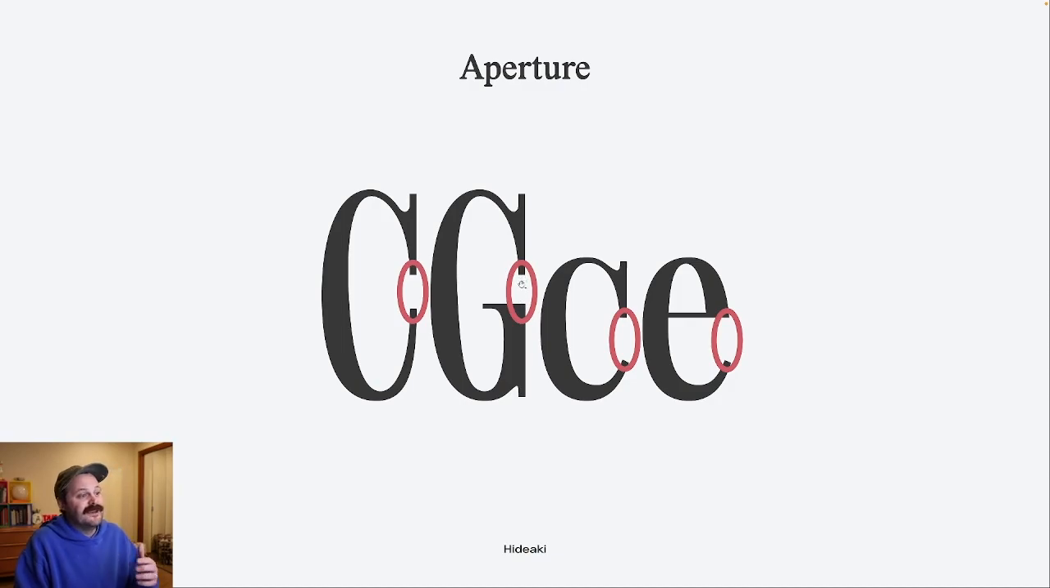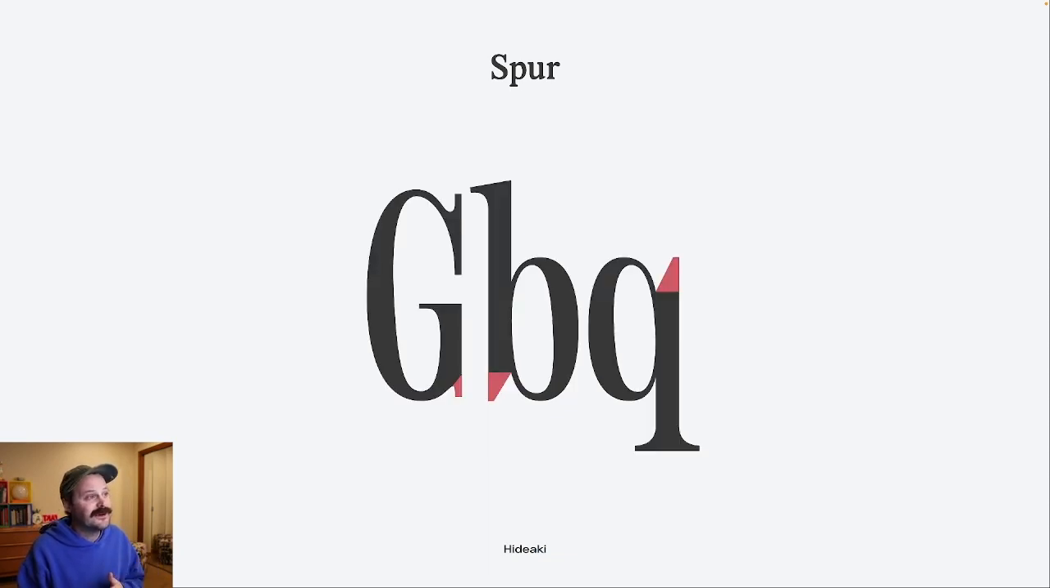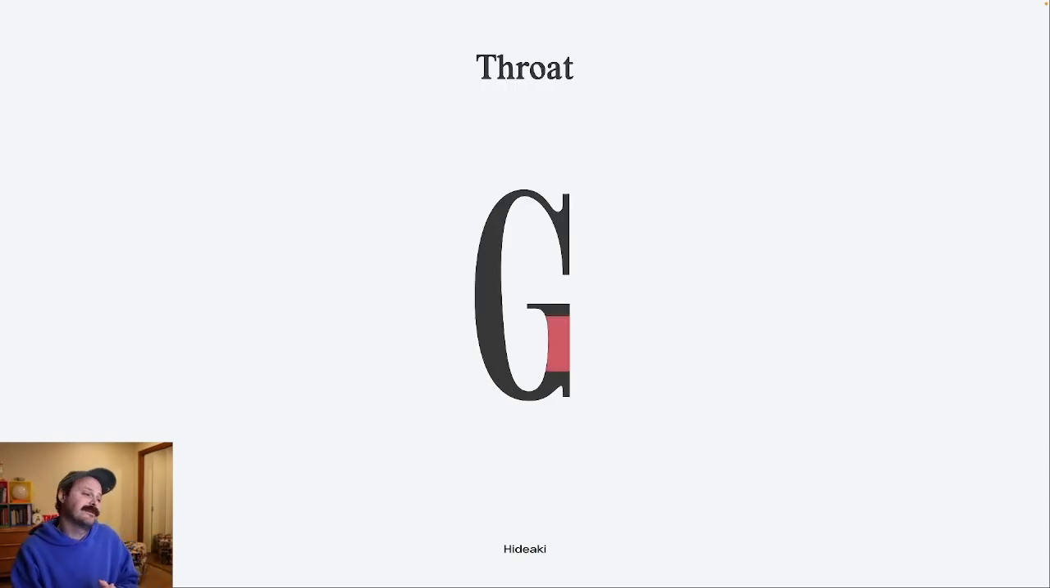So a typeface can have a closed aperture, which is a very small space between these 2 strokes, or it can have a wide aperture. Next, we have the spur. It's kind of like a spur of a boot. We have our little spur on our G. We also have a spur on our lowercase b and sometimes the lowercase q. Next, keeping up with the G, we have the throat of the G. That's the straight part just before that little serif on the bottom of the G.